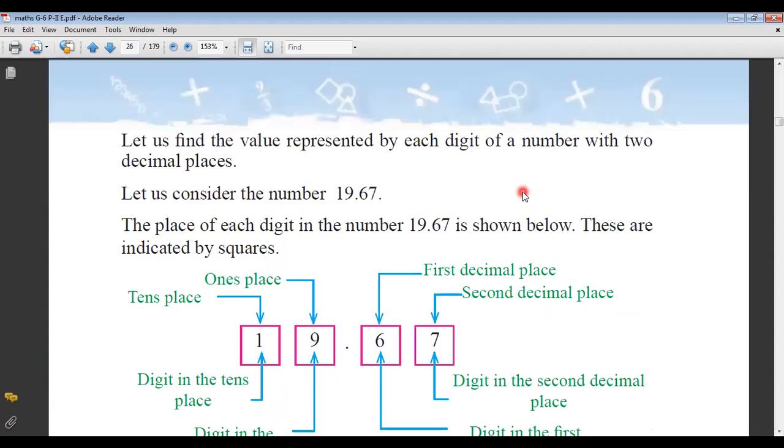Let us find the value represented by each digit of a number with two decimal places. Now let us consider the number 19.67. The place of each digit in the number 19.67 is shown below. These are indicated by squares.